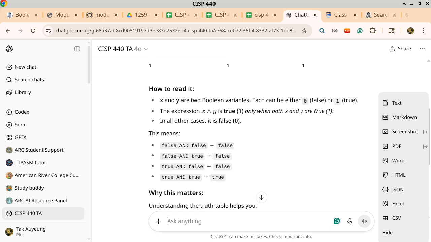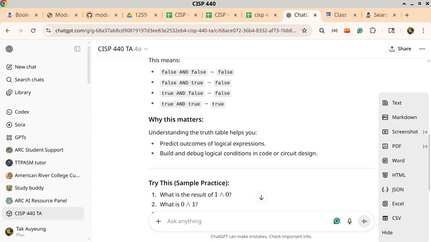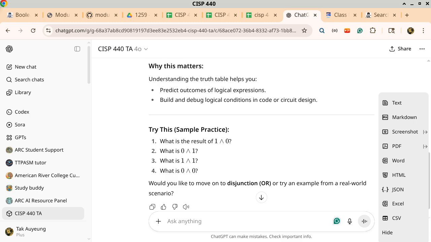And this is an interpretation of AND, and it also explains why this is important. You can predict, not so much predict, but you can figure out the outcome of logical expressions. You can build and debug logical conditions and so on. And it also even gives you some practice questions. So you can actually answer the question.